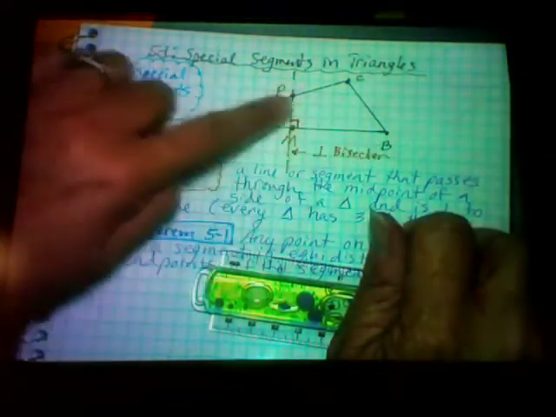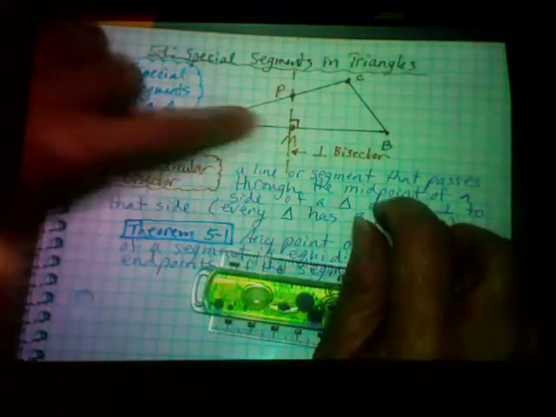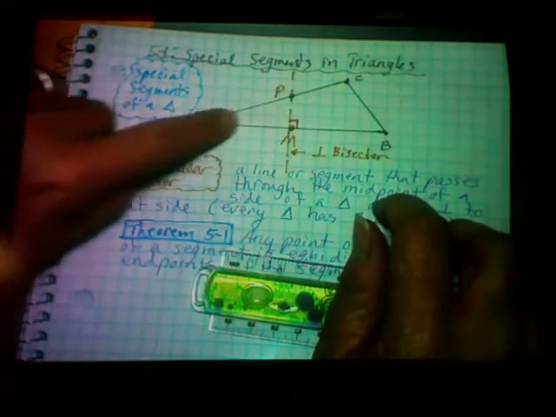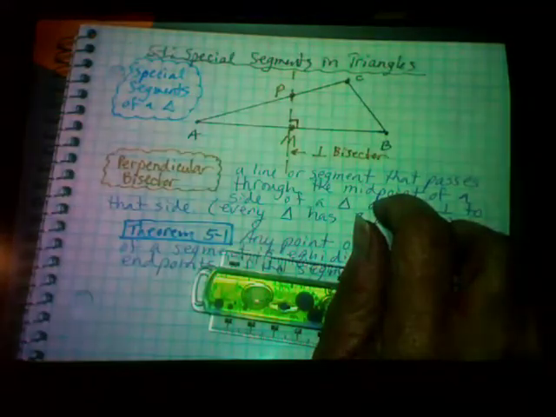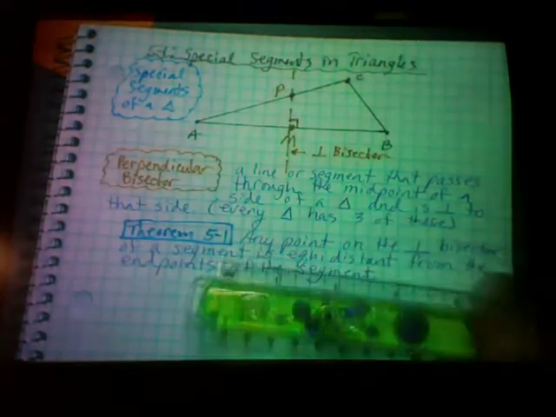Yes or no? Yeah. And I could do the same thing for that point right there. If I measured from A to that point and from that point to B, it'd be a different distance, but it'd be the same for both sides. And that's all that it's saying.